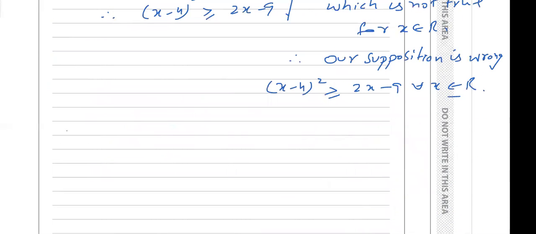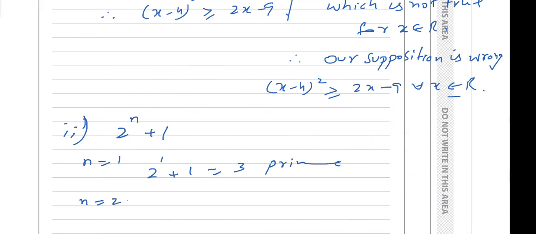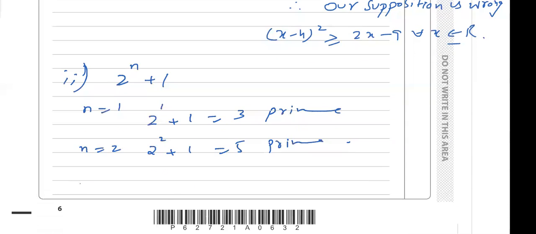So as it is given 2n plus 1, we have to prove it is not a prime number for all values of n. I will first take n is equal to 1. It will become 2 power 1 plus 1, which is 3, which is a prime number. Then take n is equal to 2, 2 power 2 plus 1, 5, which is prime. Let's take n is equal to 3, 2 power 3 plus 1, that is 8 plus 1, 9, which is not prime.